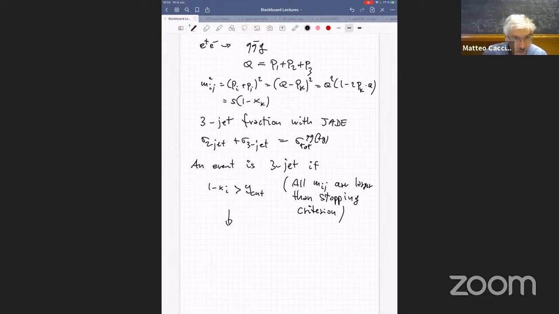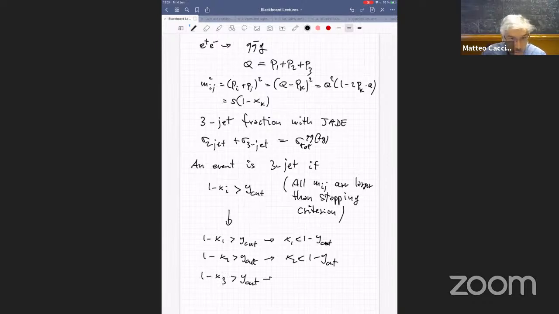This condition gives eventually 1 minus x1 larger than y cut, which means x1 less than 1 minus y cut. Then 1 minus x2 larger than y cut, which means x2 less than 1 minus y cut. And finally, 1 minus x3 larger than y cut, and remember, x3 in a QQG event is 2 minus x1 minus x2, because of the relation x1 plus x2 plus x3 equal to 2. And so this is x1 plus x2 larger than y cut plus 1, if I have not made a mistake.